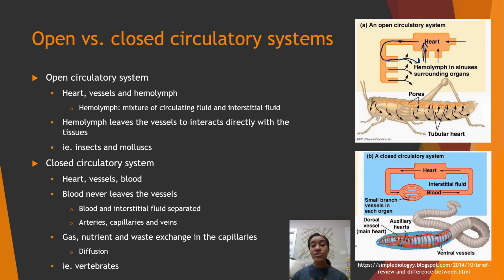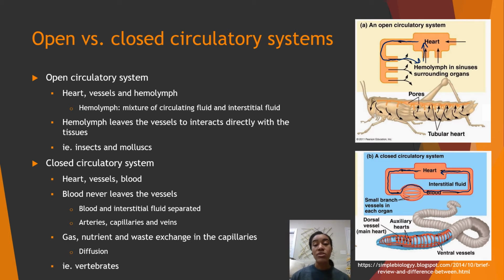A closed circulatory system is composed of a heart, a system of vessels, and a circulating fluid called blood. Blood is pumped from the heart through vessels called arteries to thinner vessels called capillaries, and then is returned to the heart via a system of vessels called veins. This process means that blood constantly remains within the vessels. The blood does not leave the vessels at any point, so the blood and the interstitial fluid are always kept separate.